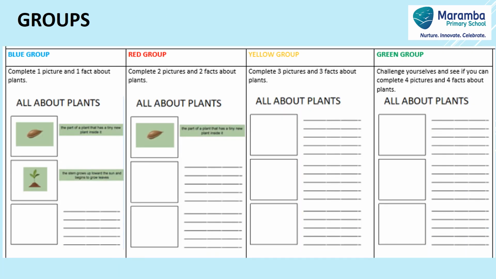Now, here are the groups, and as you can see, blue group, I've put 2 facts and 2 pictures in for you, and I would like you to do 1 picture and 1 fact. Red group, I've started you off with 1 fact and 1 picture, and I would like you to do 2 of each for your book. Yellow group, I would like you to think of 3 facts and match 3 pictures. And green group, 4 facts and 4 pictures.